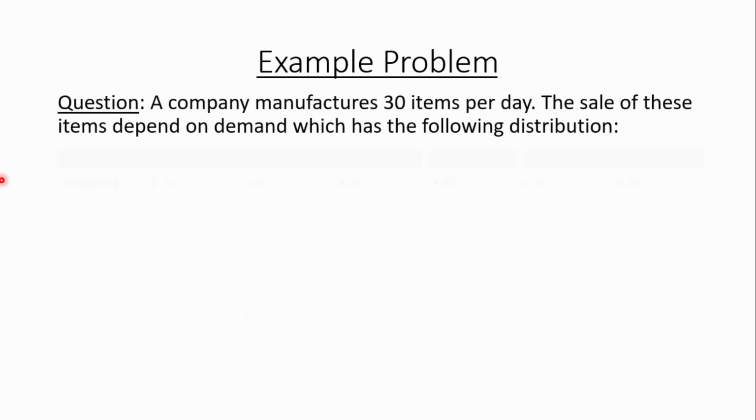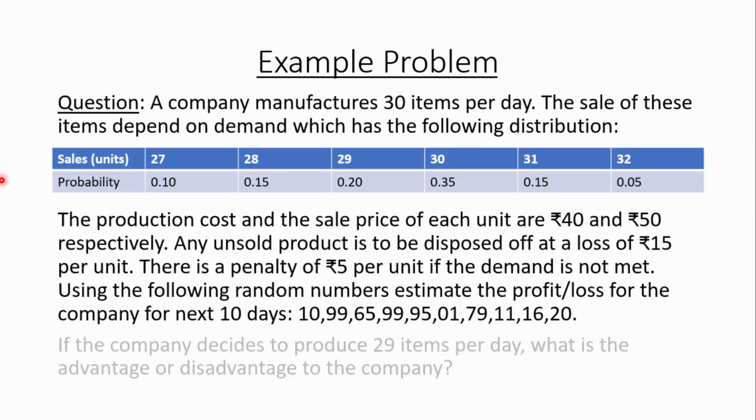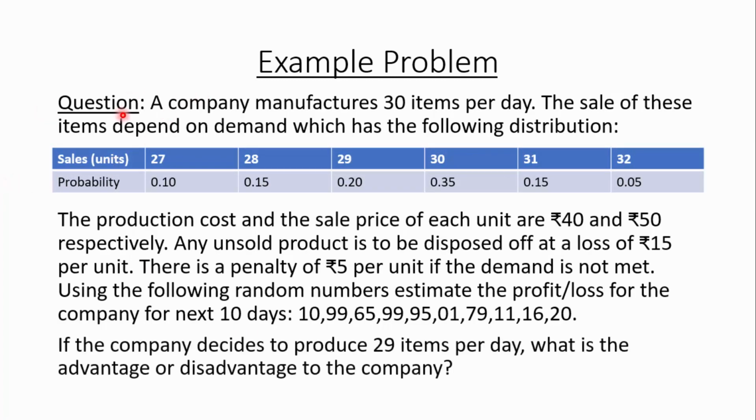Now let us move on to the problem here. So let us see what the problem says. Here the problem says that a company manufactures 30 items per day, and the sale of these items depends on demand, which has the following distribution. So the sale is this, which depends on the demand. So these are the potential demands and these are the corresponding probabilities for this sale.